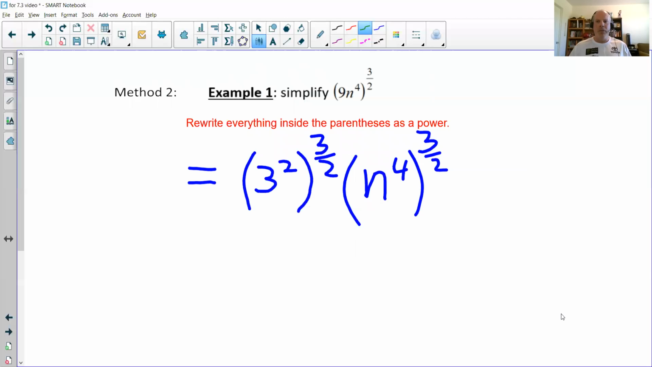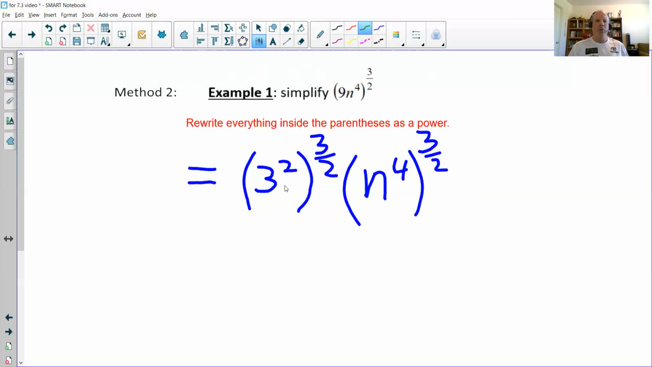Now here's the other method that I think is a little bit easier. What we want to do is rewrite everything inside the parentheses as a power. So I rewrote 9 as 3 squared. And I raised it to the 3/2 power because that's the exponent that applies to everything in the parentheses. N to the 4th is also raised to the 3/2 power.